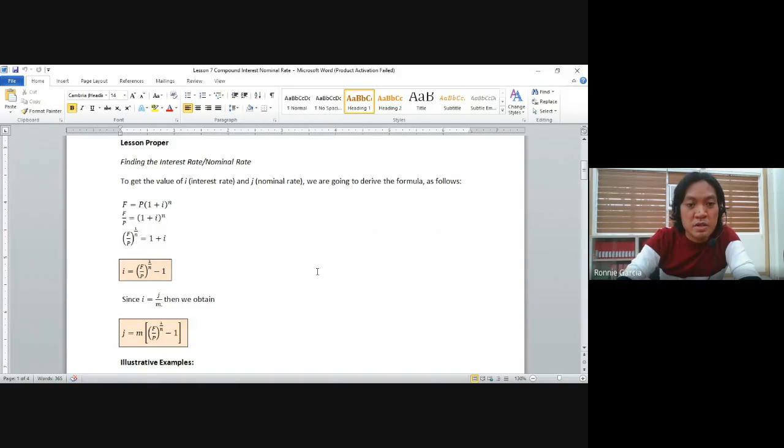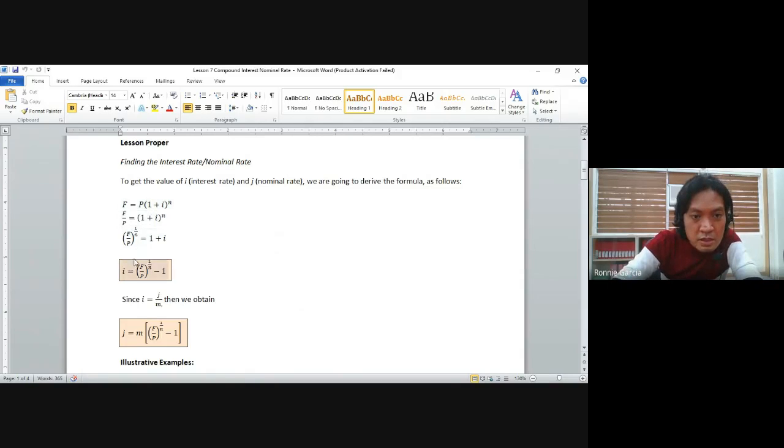So this is now the process of the derivation of the formula from F is equal to P times the quantity of 1 plus I raised to the power of N. From the formula of the future value, we will now try to make this I, the variable, be the one that will be left out so that we will know the value of I. But that is just the interest rate. Our goal is to find the value of the nominal rate.